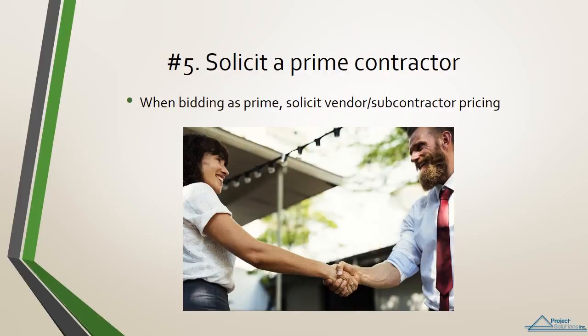Number 5, solicit a prime contractor, unless you're bidding as prime, in which case you'll need to solicit vendor or subcontractor pricing.